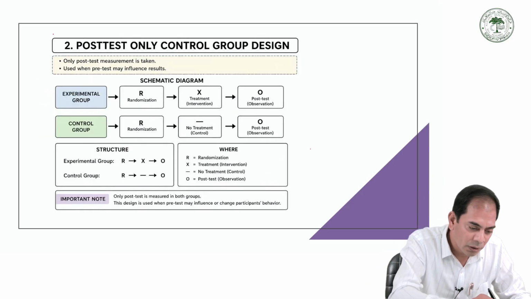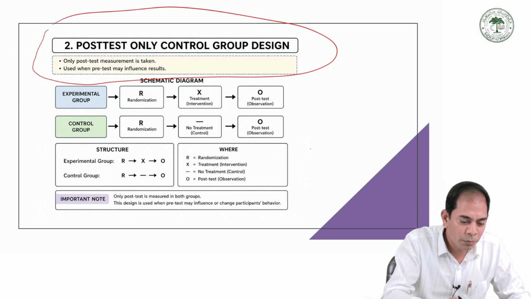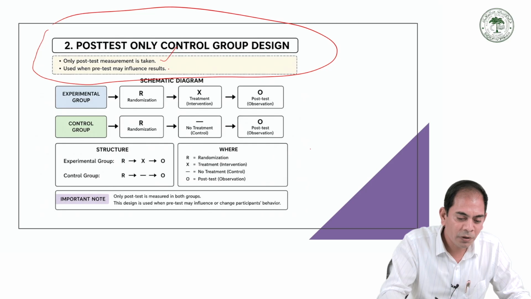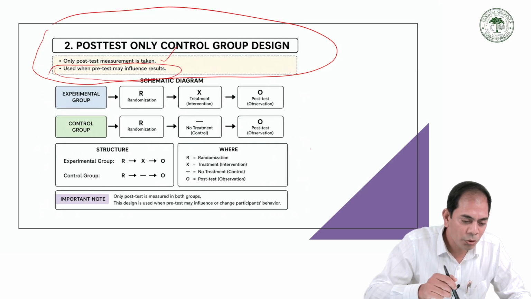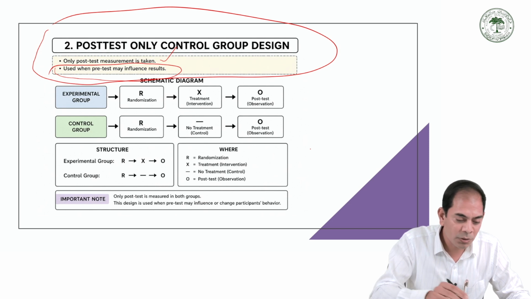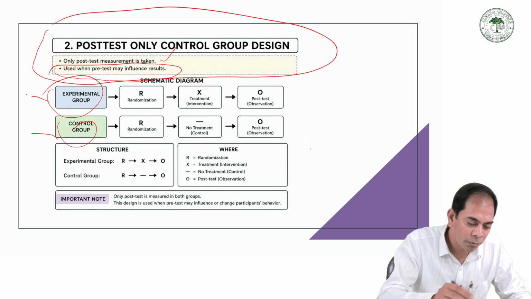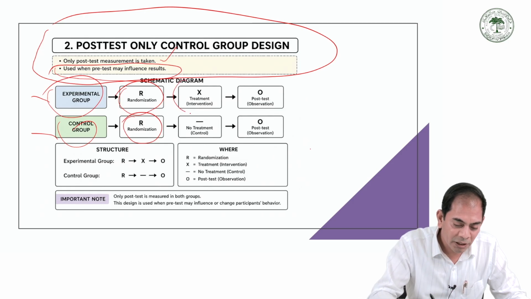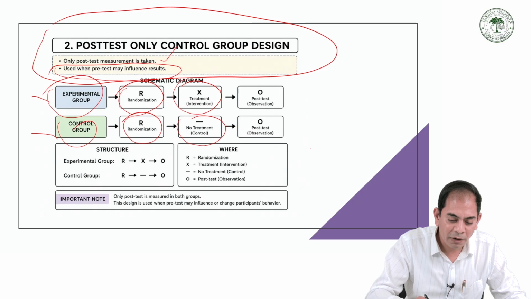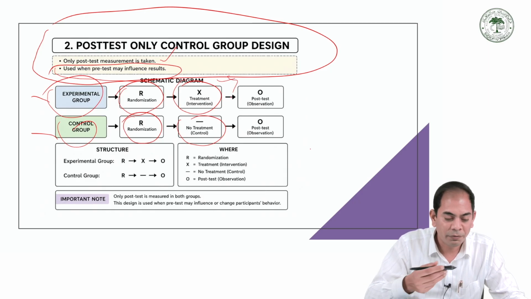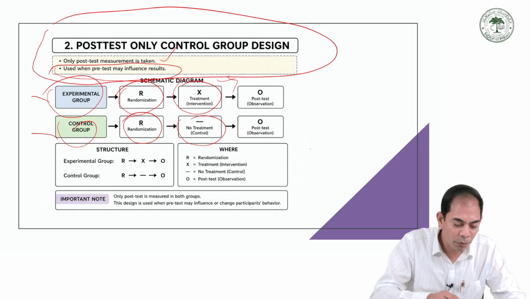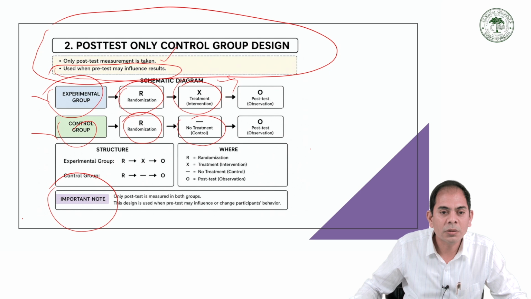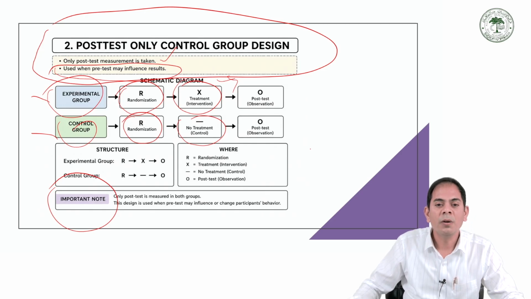This is the flow chart of the post-test only control group research design. It means only the post-test is taken when the pre-test may influence the result. That is an important thing: it is used when the pre-test may influence the result. This means we take an experimental group and a control group. We have two groups. With the help of a proper randomization process, we divide them into group 1 and group 2. One group is given the treatment and the control group is not given any kind of treatment. After the treatment, we record the post-test observation from the experimental group and control group, and then we can compare. The important note is that only post-test measurement is available in this type of research. The design is used when the pre-test may influence or change participants' behavior. So this type of research we can use.